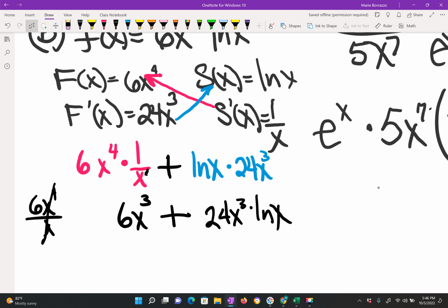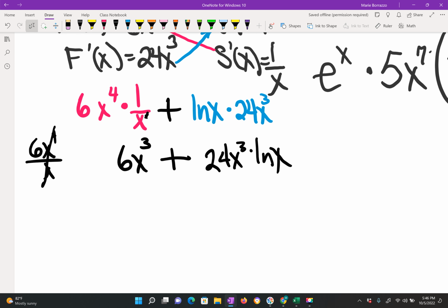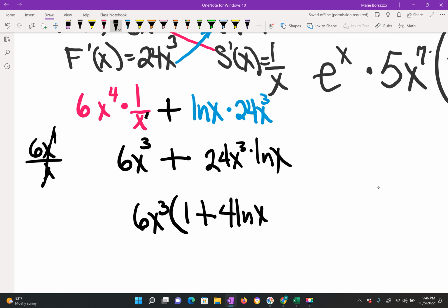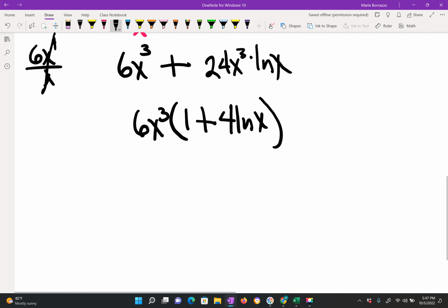And can I take something out? Is there something common to both? 6, keep going. 6x to the 3rd, yes. So this becomes 1 plus, almost did that. And that was not a mistake. That was actually legit. x plus 4 natural log x. Right? Capiche? Would you like to try another one on your own? Let's do one. Okay.